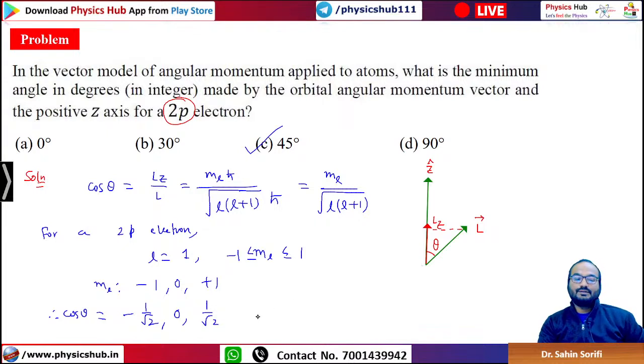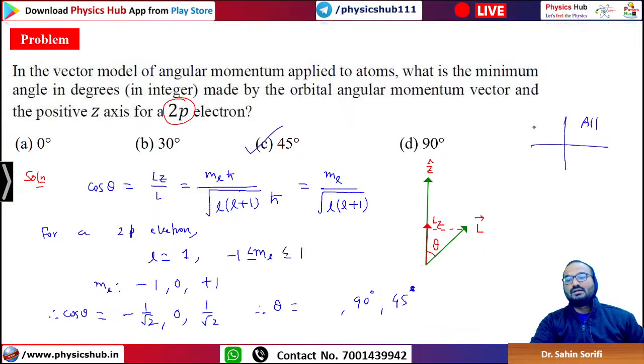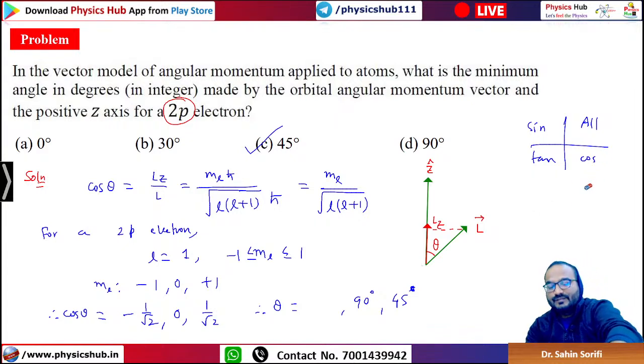So corresponding theta values: for 0 we know it is cos 90, and 1 by root 2 is cos 45. Now -1 by root 2 means, you can see, all sin, tan, cos. Do you remember? In the second quadrant, the value of cos is negative. So if it is 45 degree here, then it will come to the second quadrant. So this will be 135.